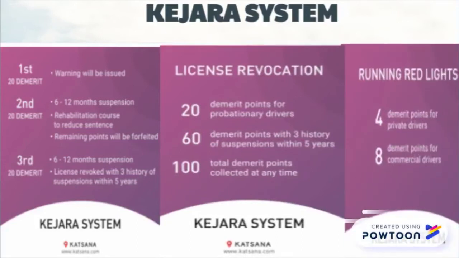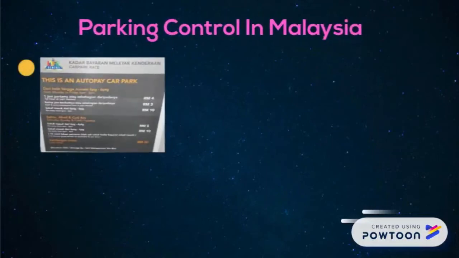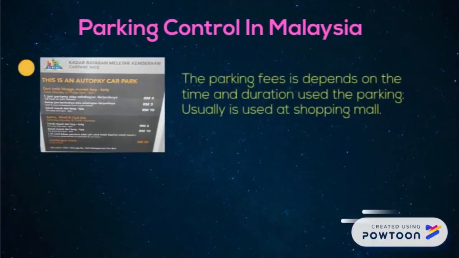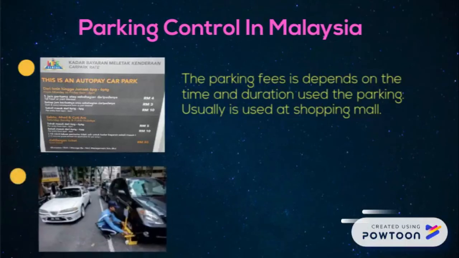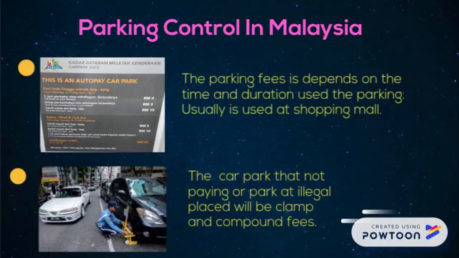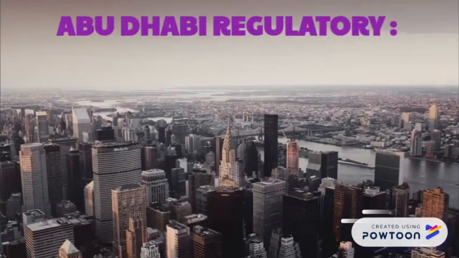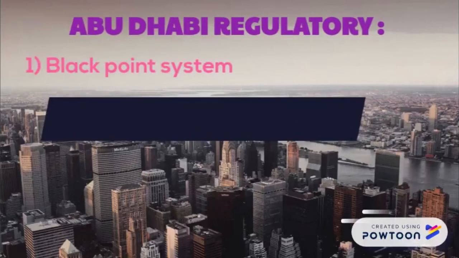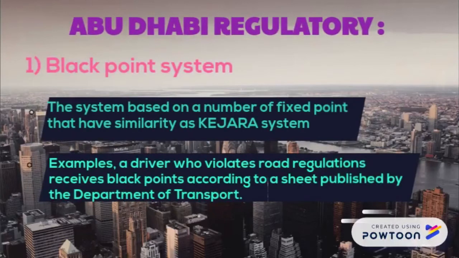Parking control in Malaysia. The parking fees depend on the time and duration used. The parking is usually used at shopping malls. The car park that is not paid for or parked at an illegal place will be clamped and compound fees imposed. Black point system: the system is based on a number of fixed points, similar to the Kejara system. For example, a driver who violates road regulations receives black points according to a sheet published by the Department of Transport.